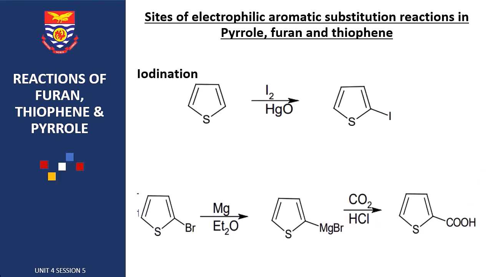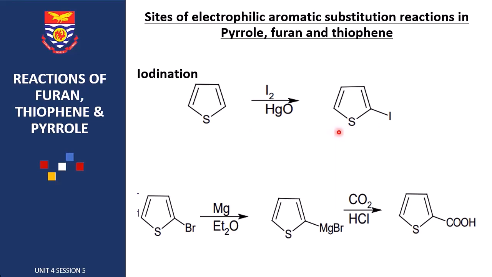So next is to look at the iodination reaction. In iodination of thiophene in the presence of mercuric oxide, here similarly the 2-iodothiophene product is formed. So what it means is, in all the halogenation reactions of thiophene, it's only the chlorination that leads to the production of two products. That is the 2-chlorothiophene and then the 2,5-dichlorothiophene. But in bromination, just the 2-bromothiophene is formed.